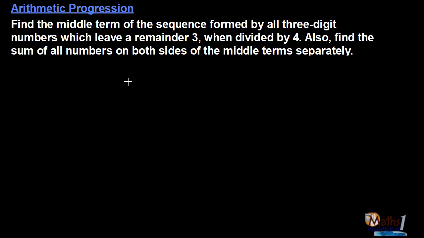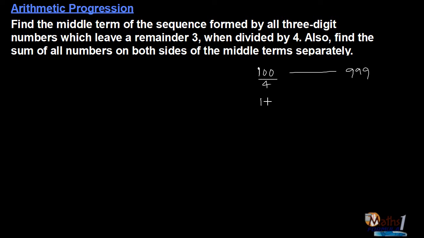Find the middle term of a sequence. So it's an arithmetic question. There is a sequence formed by all 3-digit numbers, which is from 100 till 999. These are all the 3-digit numbers. 1000 is 4-digit and 99 is 2-digit, which leaves a remainder 3 when divided by 4. So if I divide this by 4, I'm going to get remainder 0.